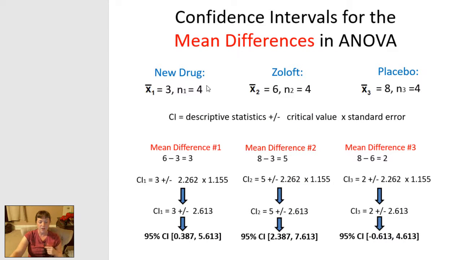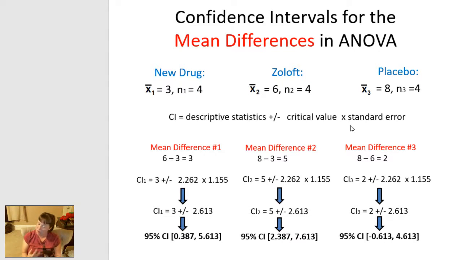Here we have those mean differences. The first mean for the first group was 3, the second mean for the second group was 6, and the third mean for the third group was 8. And I had 4 people in each group. Now remember, to get a confidence interval, you take the descriptive statistic, which in this case is the mean differences. Then you're going to add and subtract that to the product of the critical value times the standard error.